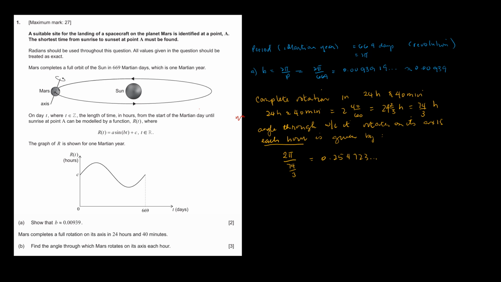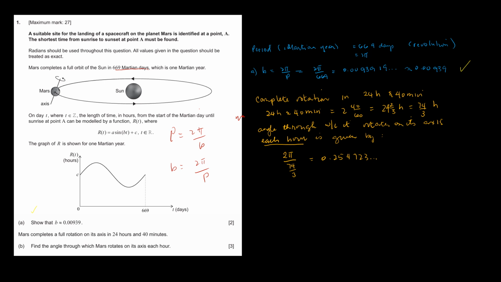letter A, we have to show that p equals 0.00939. We already know that a period is equal to 2 pi over p. So we'll be using the formula b equals 2 pi over p. But what is the period? From the problem, we can say that since it moves around 669 Martian days, which is equal to 1 year, that's a complete revolution. So we have p is 2 pi over 669. That gives us approximately this answer. Okay, so problem A has been solved.